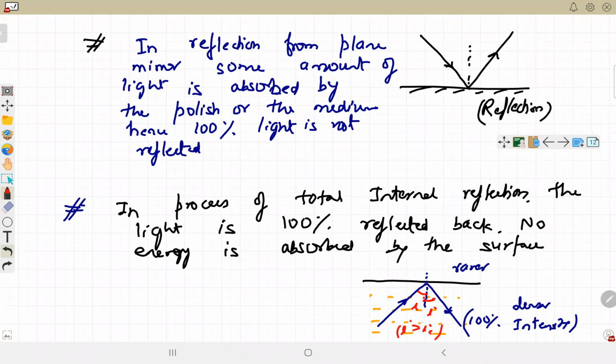Sir, the difference between reflection from a plane mirror and total internal reflection can come here. The thing to understand is that when we keep a mirror, there is some coating at the back, some polishing is there due to which it is reflecting back. Now that coating will also absorb some amount of light. So of the light we made incident on that mirror surface, the same amount of light will not come back. Some amount of light is always absorbed by that surface, by that polishing. Therefore 100% intensity will not come back.